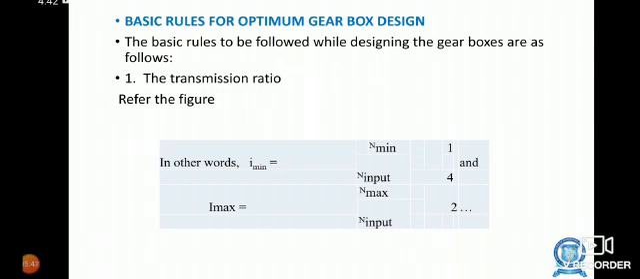Basic rules for optimum gearbox design. The basic rules to be followed while designing the gearbox are as follows. The transmission ratio, refer to the figure. In other words, i minimum, so N min divided by N input equal to 1 by 4. i maximum equal to N max divided by N input equal to 2.